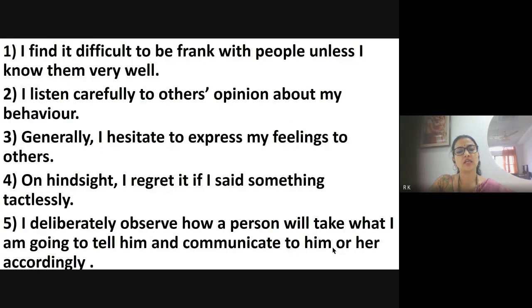Now, moving on, there are only 9 statements in this exercise. And this exercise was given by Dr. Uday Parikh, one of the pioneers in the field of training and development. And this is a psychometric test, which is very useful, and it has validity and reliability.